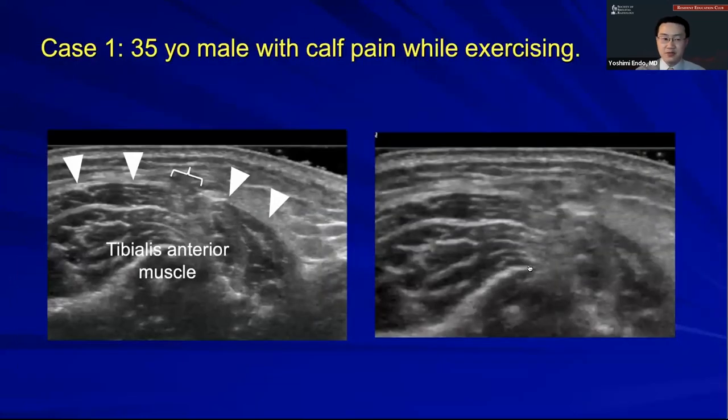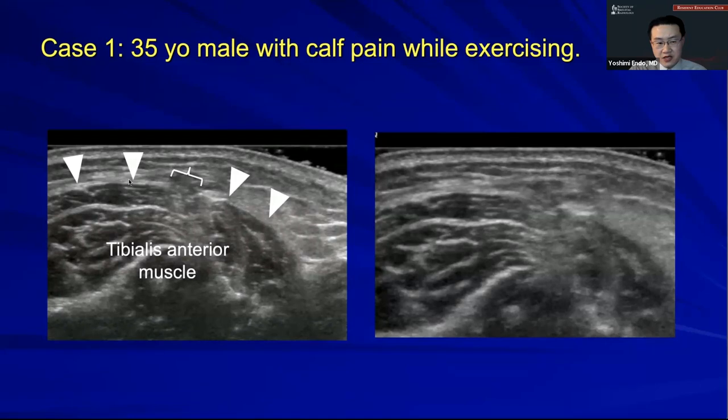So I'll go through some cases, and hopefully these will be illustrative of my teaching points here. The first case is a 35-year-old male with calf pain while exercising. And this is a pretty classic board type question. This is the anterior aspect of the lower leg, and you're seeing the anterior muscles, specifically the tibialis anterior muscle, and all the muscles in the lower leg are invested in a superficial fascia called the crural fascia, and the crural fascia is being pointed out by these arrowheads.